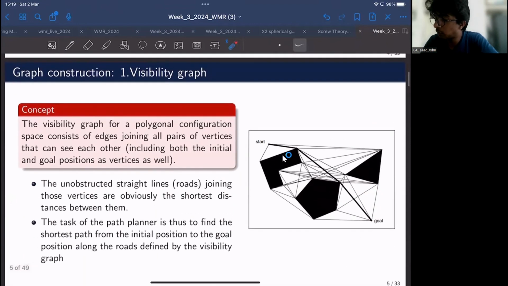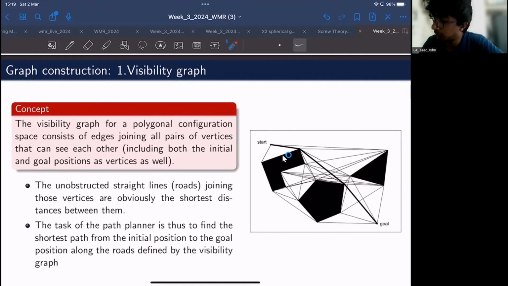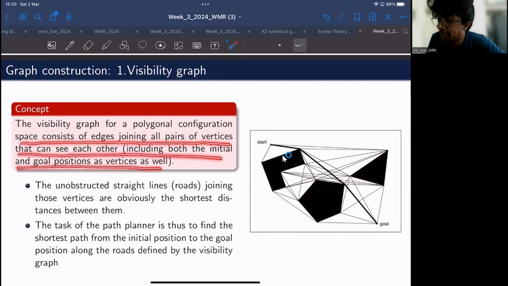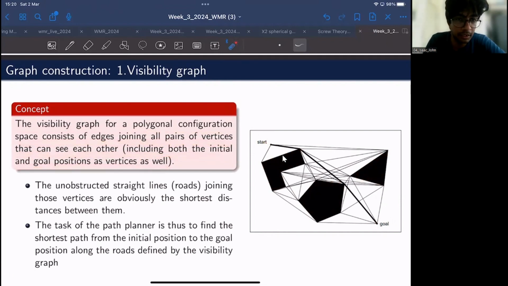Yeah, so this is what visibility graph is all about. We have a start position over here, and we also have a goal position right here. What you see as these polygons are obstacles. These are depictions of obstacles. The basic concept of visibility graph is that the visibility graph of a polygonal configuration space consists of edges joining all pairs of vertices that can see each other, including both initial and goal positions as well as vertices. So what does this mean?